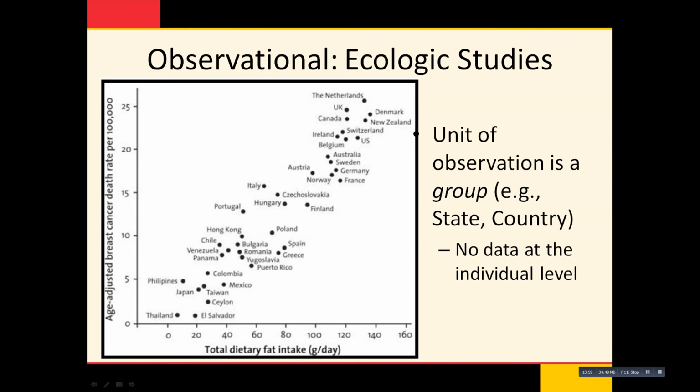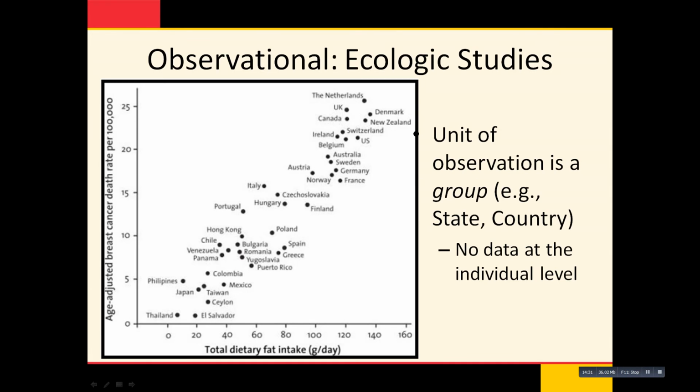So here's a nice example of an ecologic study, and what this shows you is, by country, total dietary fat intake. You can see it's grams per day. So as the dots go from the left to the right, there's a higher total dietary fat intake. So that's not individuals. They didn't get individual patients in here. They got data from the country, total dietary fat intake from the country. And then what they matched it against was age-adjusted breast cancer death rate per 100,000.